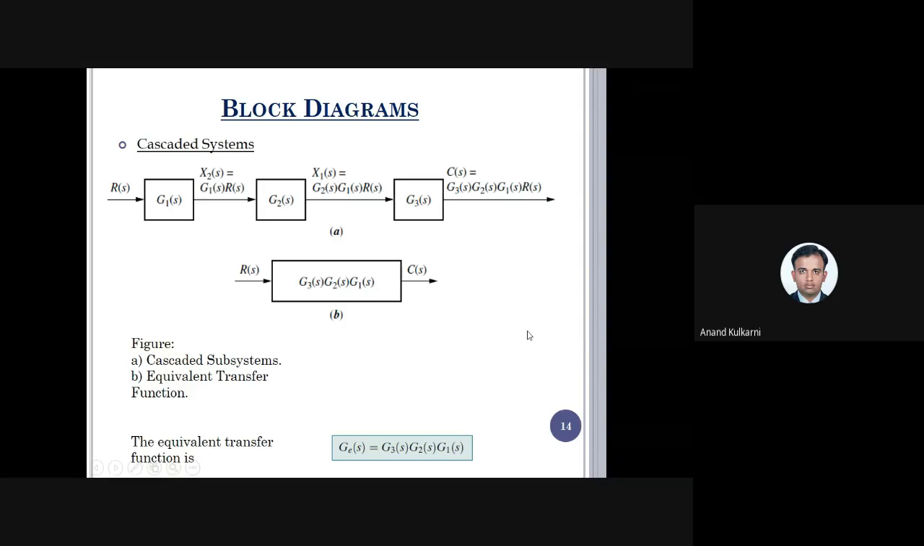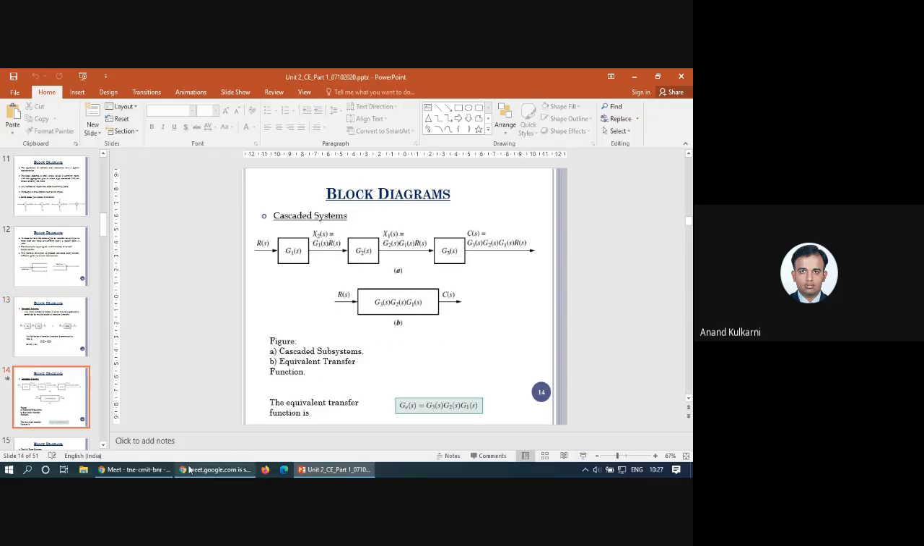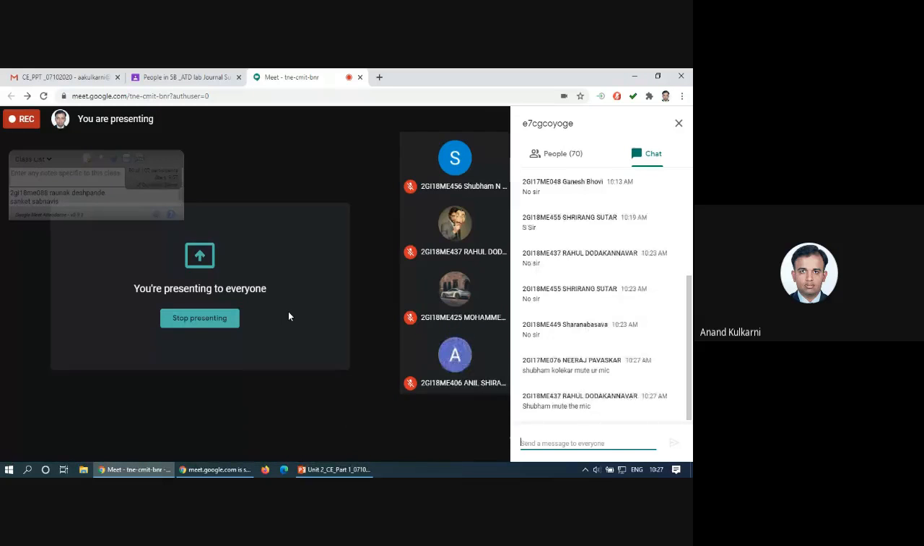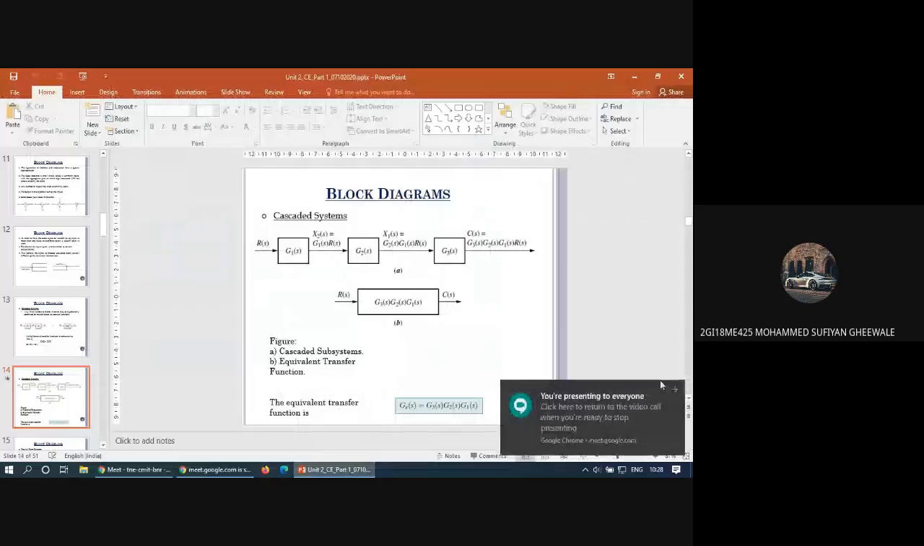Hope this point is clear. Any doubts? Is there any confusion for cascading? Hope it is clear. Cascading block means if there are two blocks which are in series, the transfer function gets multiplied. Hope this point is clear. Then what I'll do is, hey, tell me.